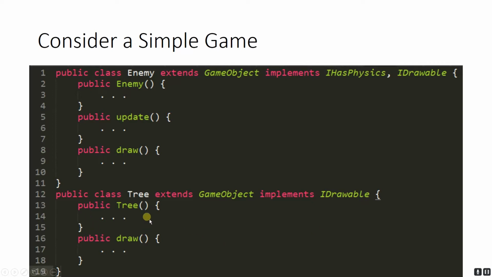We have our tree constructor and we have a draw method, which we will assume comes from our iDrawable interface. With an enemy, they also have the iDrawable interface, which means they have a draw method, but on top of that they also have physics. They would likely have other interfaces, but this is just a simple example. So having implemented the iHasPhysics means that we now have our update method. That's where we do our physics calculations each game loop. So keep that in mind for a second.